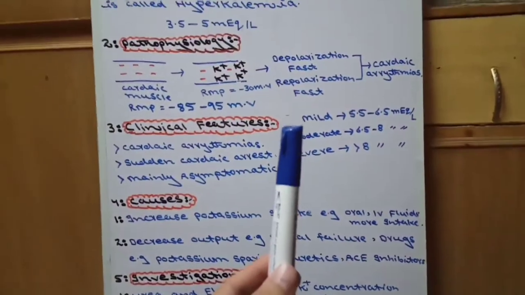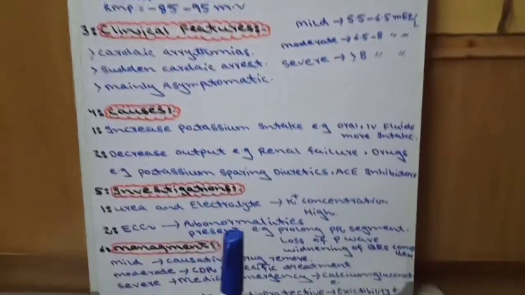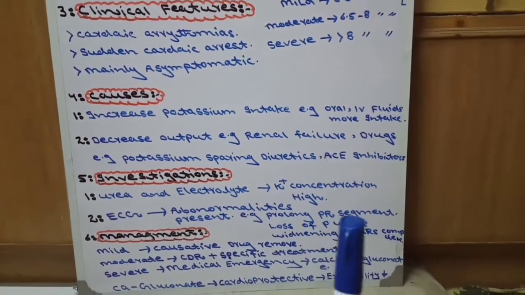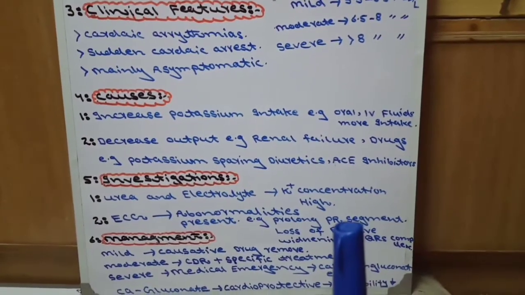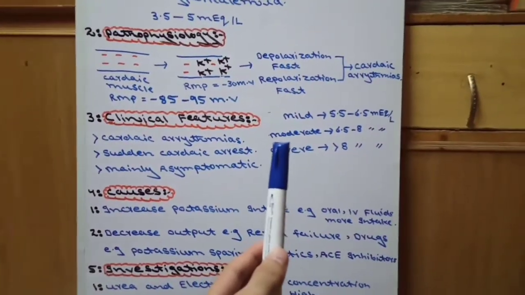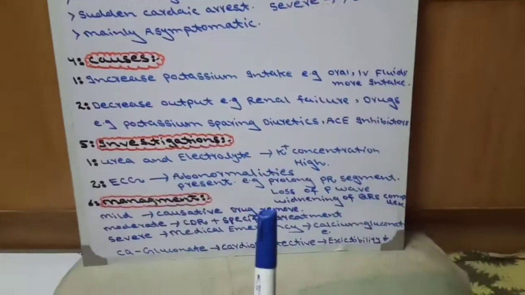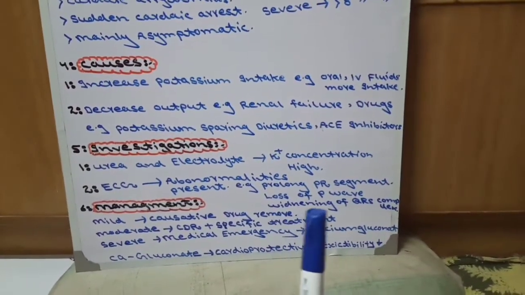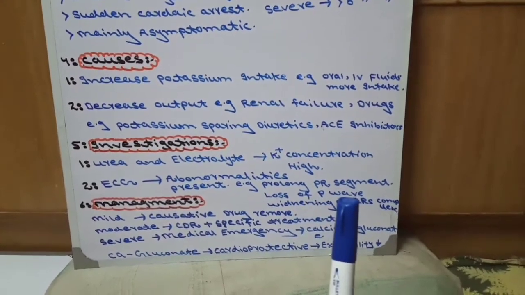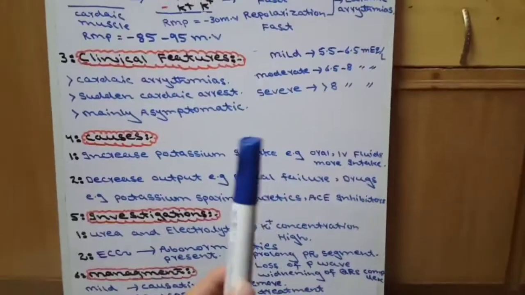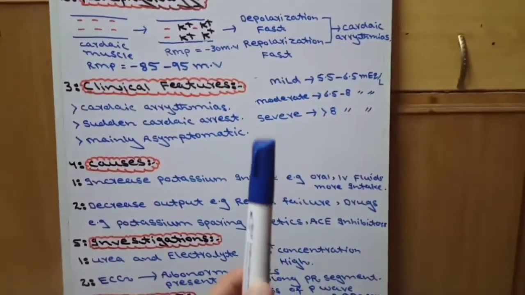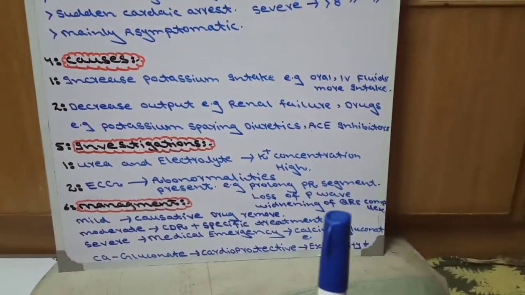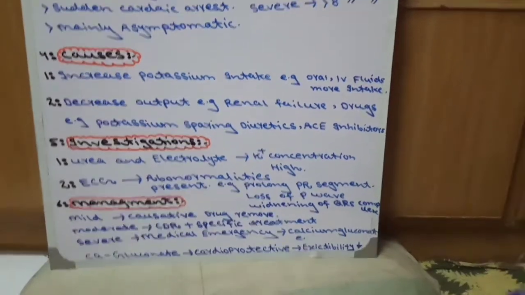If hyperkalemia is mild, there will be a prolonged PR segment on the ECG. If there is moderate hyperkalemia, there will be loss of the P wave. If mild, there will be a prolonged PR segment. If moderate, there will be loss of P waves in the ECG. If severe hyperkalemia, there will be widening of the QRS complex of the ECG.